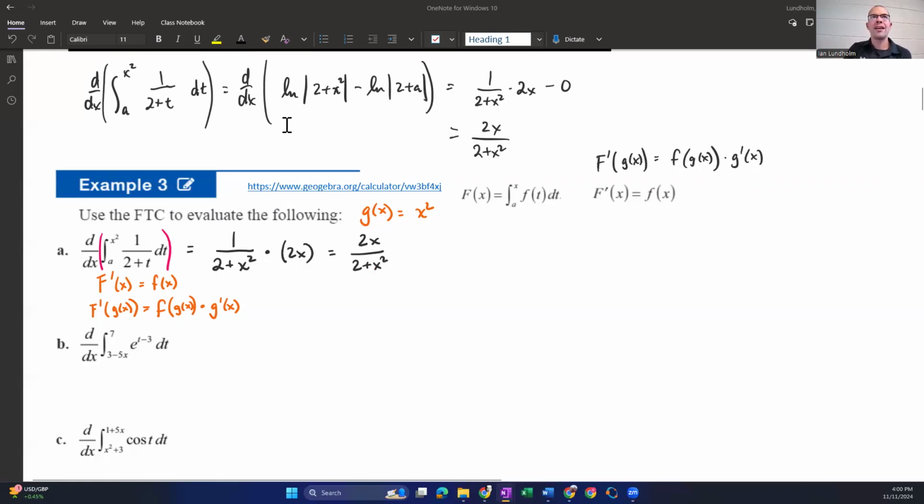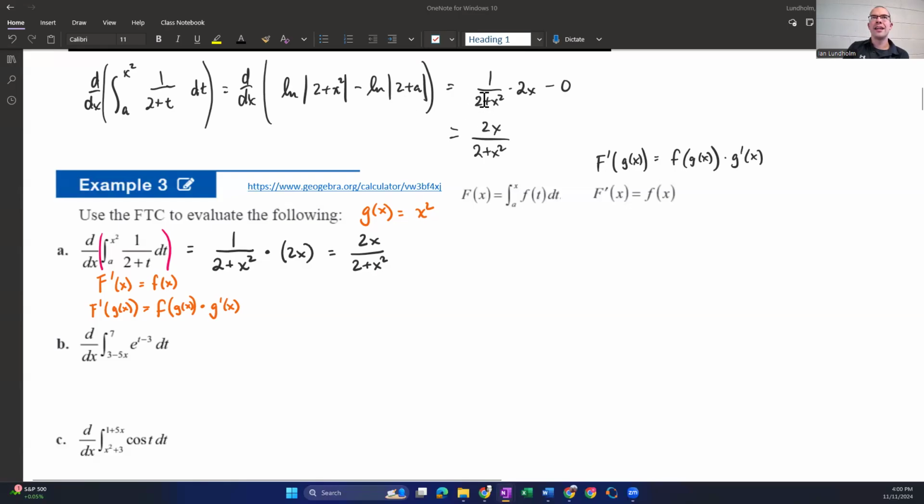And in this one, I ended up using the fundamental theorem of calculus part 2 that we're going to see very soon. But the idea with this part is if you take the antiderivative of the inside function, which in this case is 1 over 2 plus t. So it's 1 over something. The antiderivative of like 1 over x is the natural log. So when you take the antiderivative of this, we get the natural log with the absolute value parts. Here we're plugging in the x squared for t. Here we're plugging in a for t.